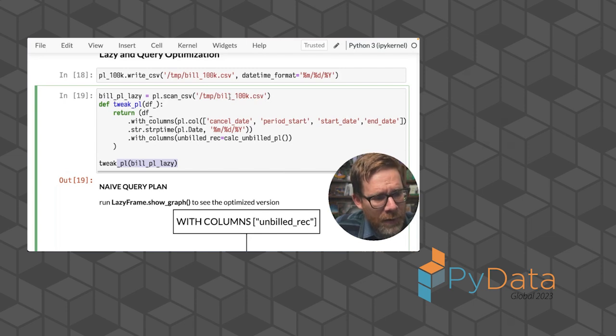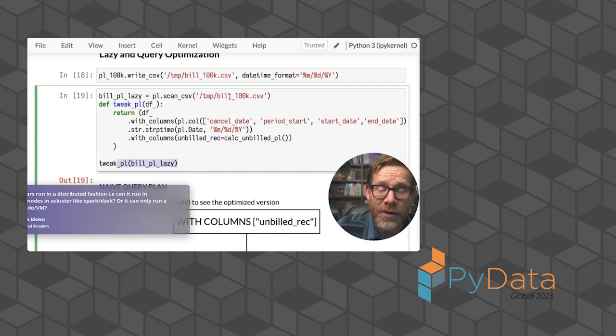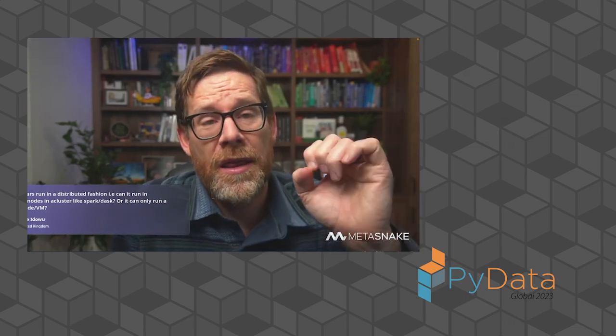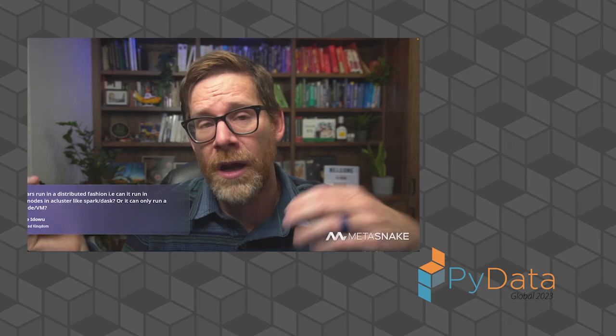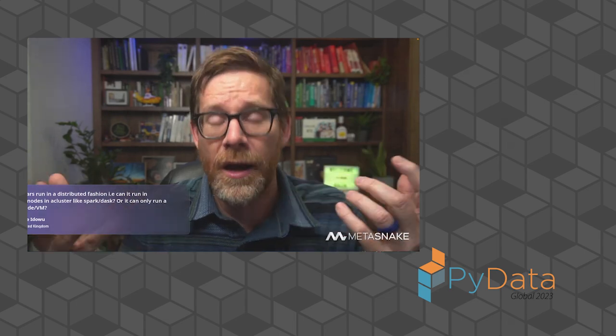Okay, so the question: does Polars run in a distributed fashion? Polars does not run in a distributed fashion. I say Pandas, the library, to contrast it with Pandas, the API, because there are things that scale out the Pandas API in a distributed fashion. Things like Modin or Dask, or the company I worked for, Ponder, would take the API and let you run it on things like BigQuery or Snowflake.